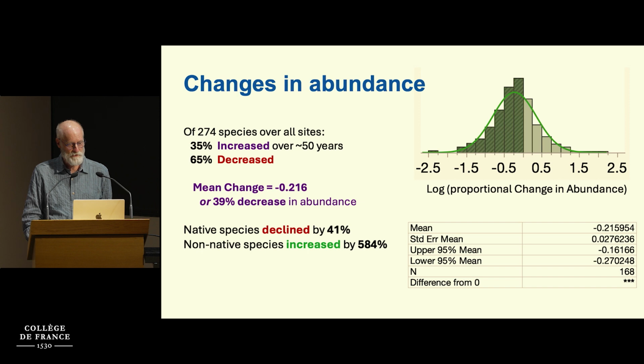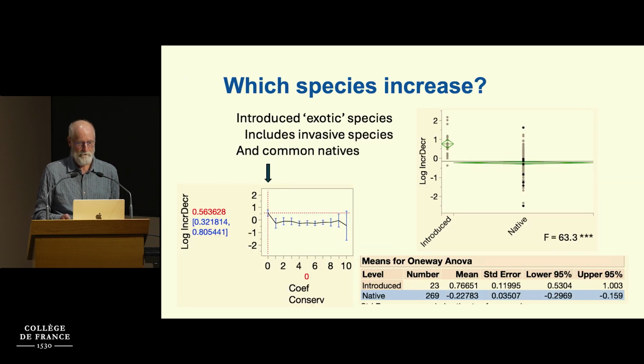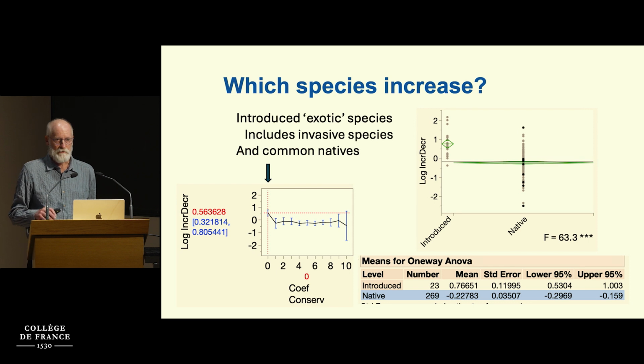And native species declined a bit more than that, whereas non-native species increased almost 6 times. So you can see there's a clear difference in which species increase.